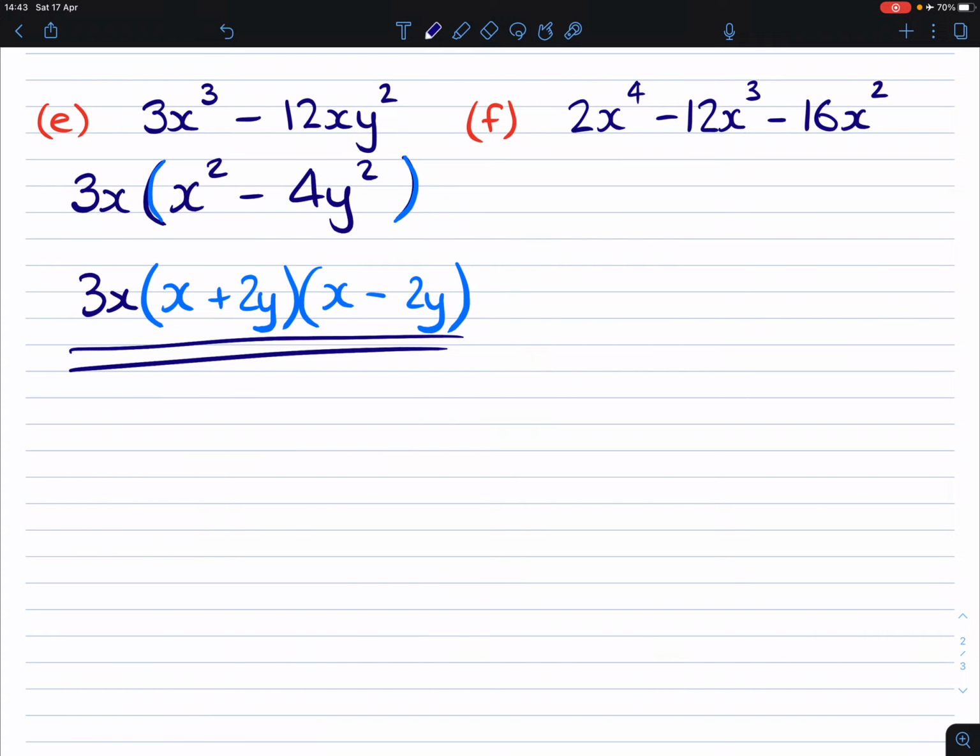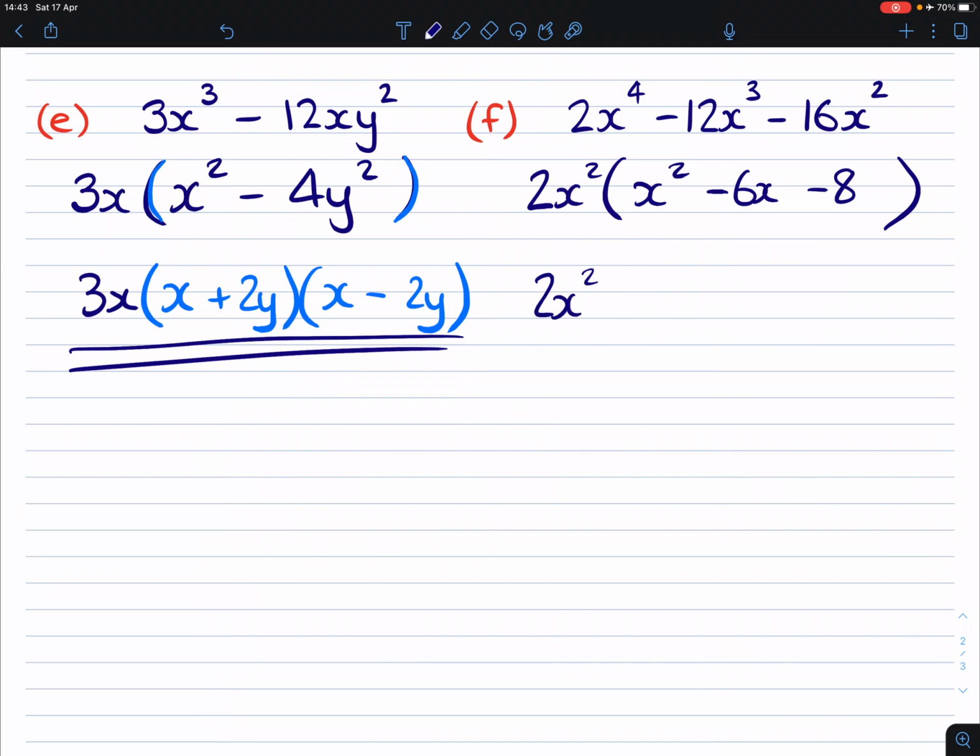And lastly, all 3 of these terms are even. We can divide them all by 2. All 3 of those terms have at least 2 x's in them being multiplied together. Or in other words, they can all be divided by x squared. If we divide everything by 2, the numbers we will get will be 1, minus 6, and minus 8. If we divide all those terms by x squared, we will be left with x squared for the first one, x for the second one, and all of the x's here are gone. So we're going to be left with that quadratic there.